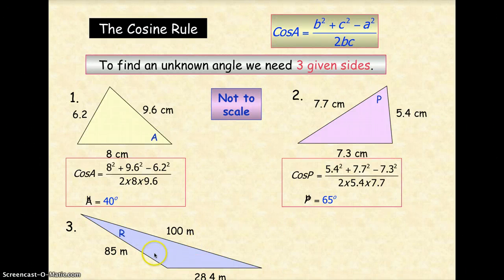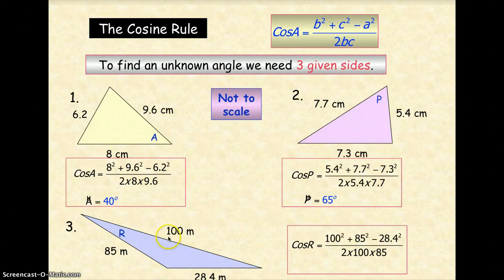The third example, given 3 sides, let's plug in the values. Cosine R is those 2 sides, and the side opposite to angle R, which is 28.4, is the one that's minus 28.4 squared, and 28.4 is not at the bottom. So then angle R is about 15 degrees using second, shift, or inverse.